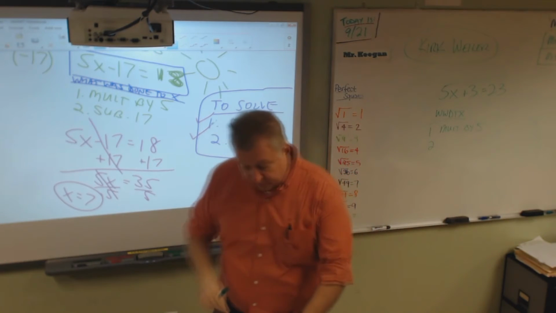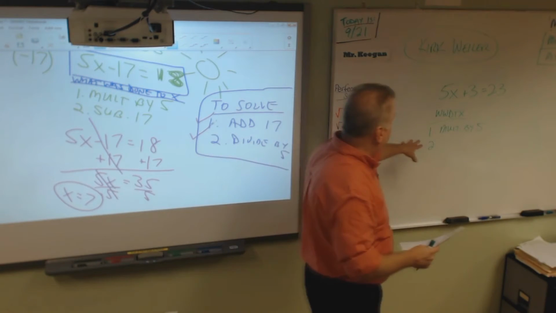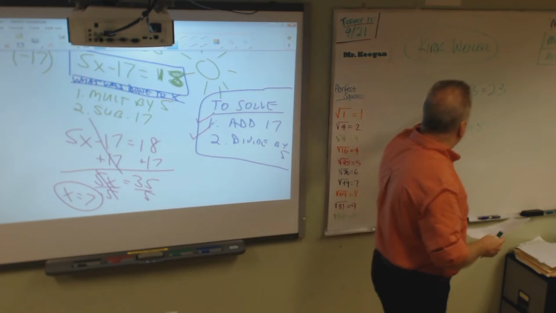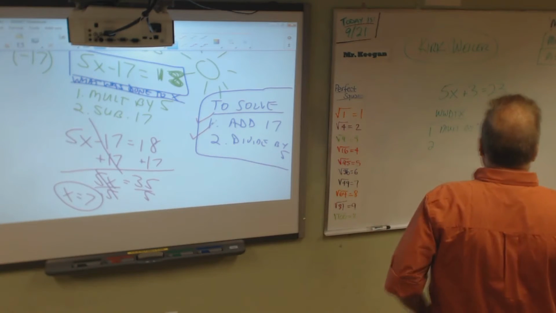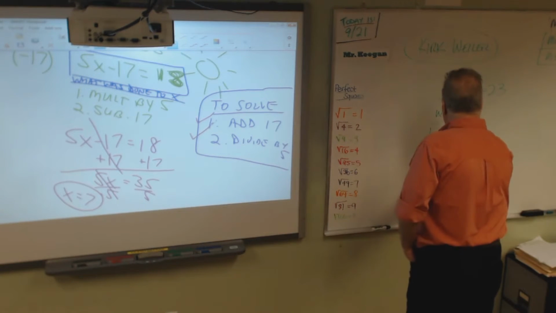Right, in 5A it says list the operations that have been done to the variable x. That's what we're doing. Then after it was multiplied by 5, what was the next thing that was done to the x? Added by 3. Yeah, add 3.